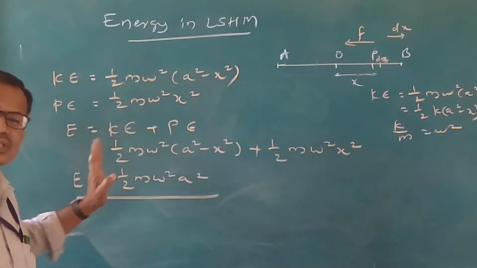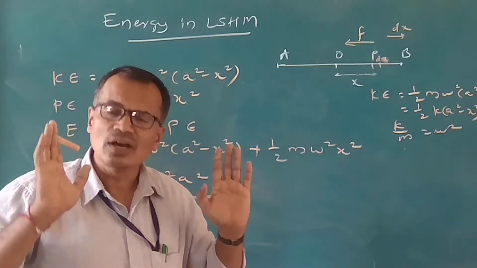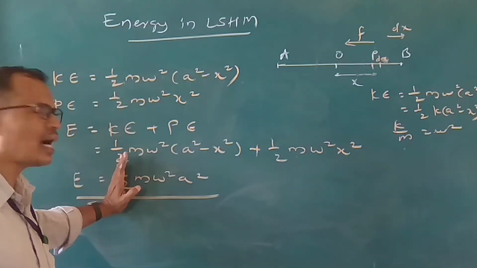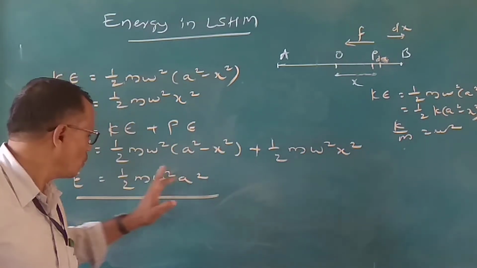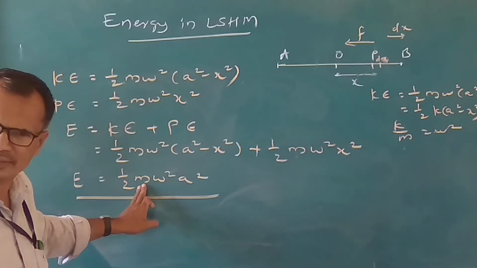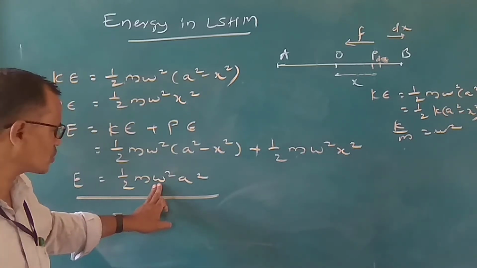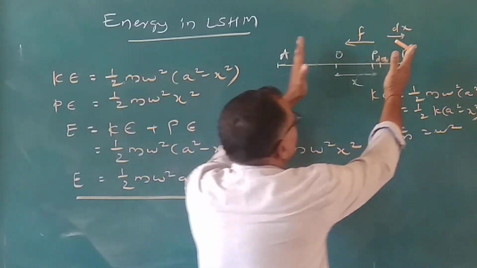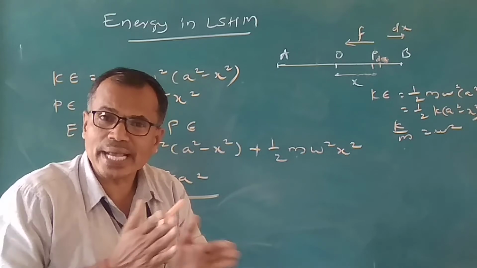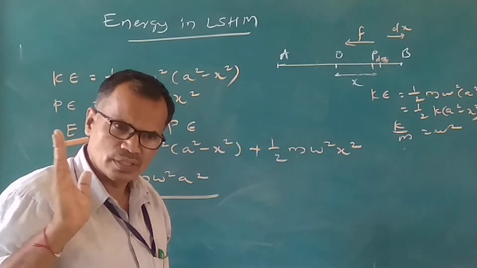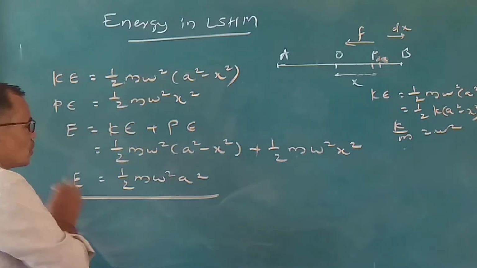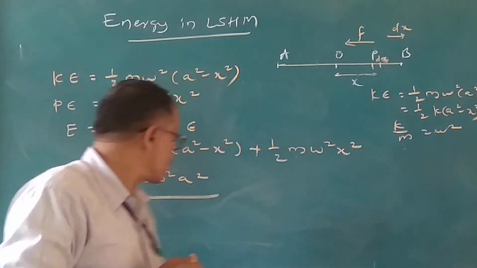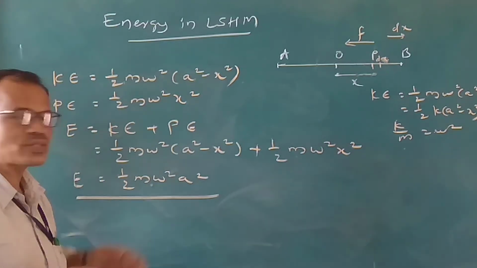Now what is E? E means the total energy of the particle in SHM, E equal to 1/2 m omega square A square. What is m? M is the mass of the particle. Omega is called angular velocity and A is called amplitude. That is, the distance AO or distance OB is called amplitude, the maximum displacement from the mean position. Correct? So the total energy in a linear simple harmonic motion is E equal to 1/2 m omega square A square.